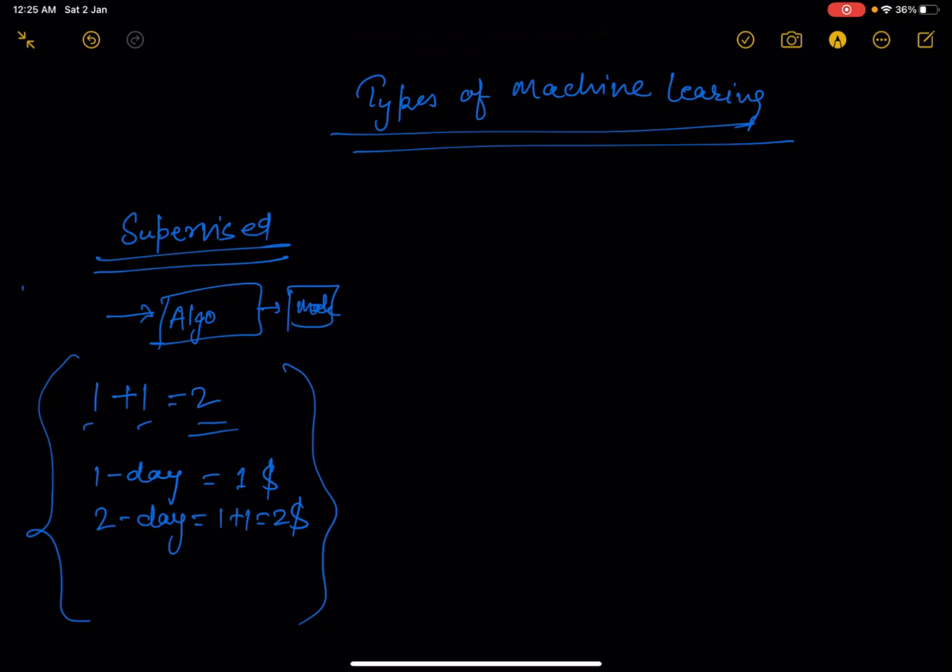Similarly, our model, meaning the algorithm, will become some model, right? And here we will insert some data, training data. On the basis of this data, our model will learn, and this algorithm will learn and prepare one model.